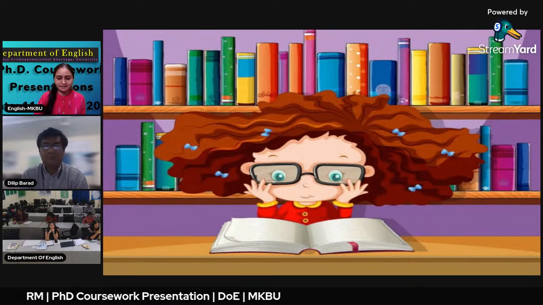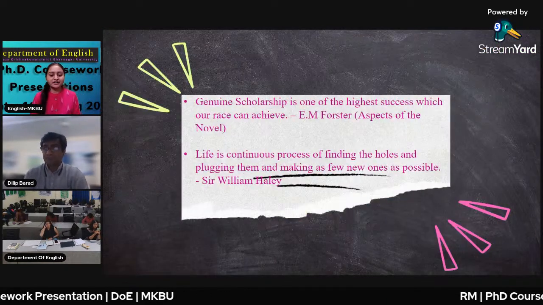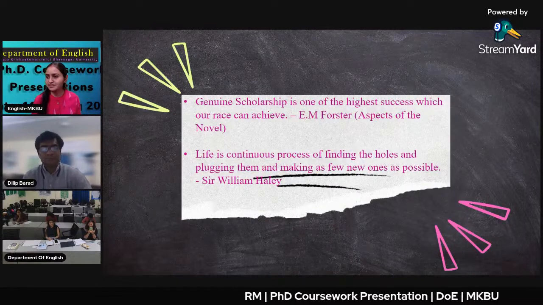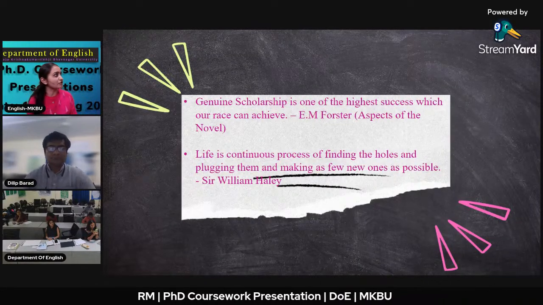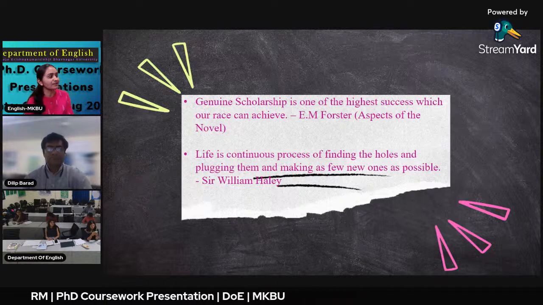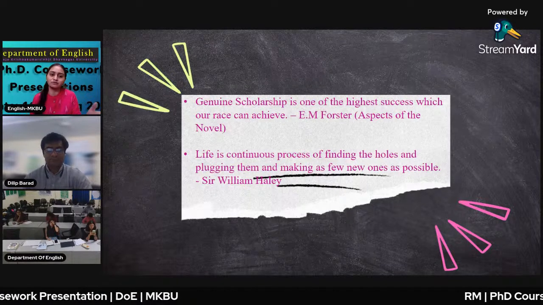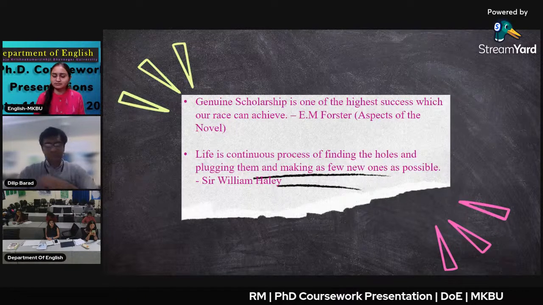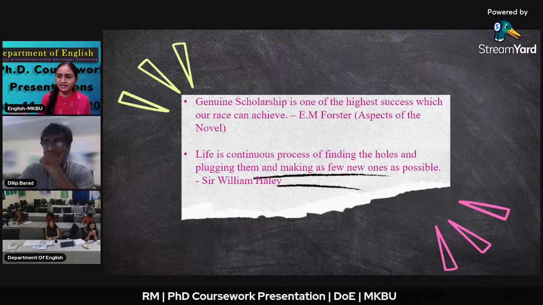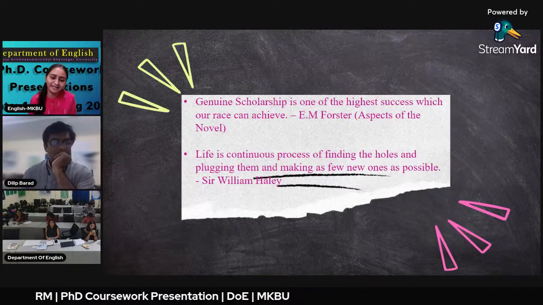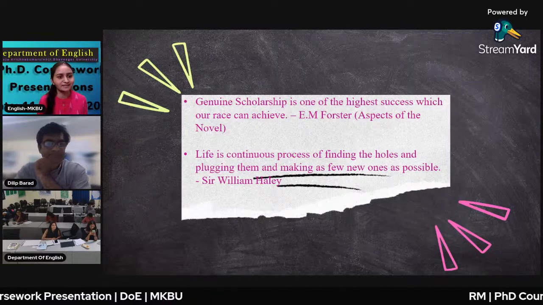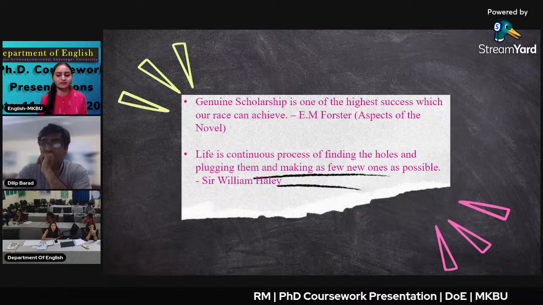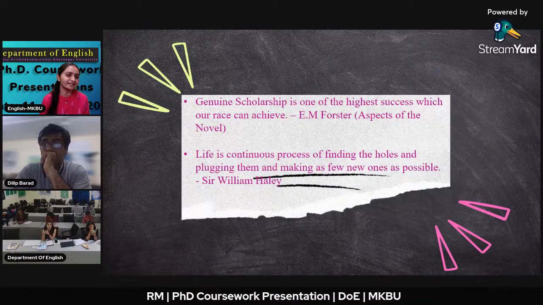Yes, so let's move. What E.M. Forster says about scholarship: I'll start my presentation with his quote, that genuine scholarship is one of the highest successes which our race can achieve. Nowadays we have talked about so many things like plagiarism, copy-paste, fabrication and all these things. So we can say that E.M. Forster is really saying the correct thing, that genuine scholarship is one of the highest successes which our race can achieve.